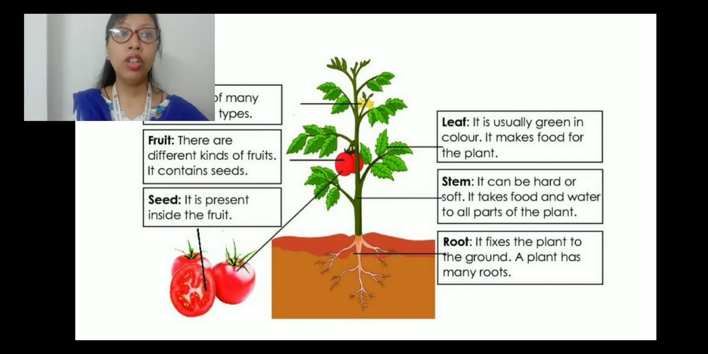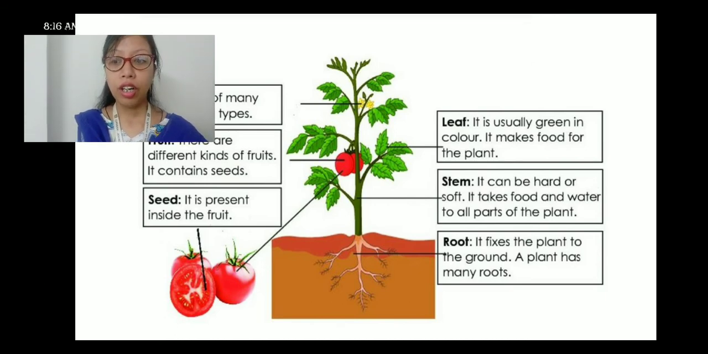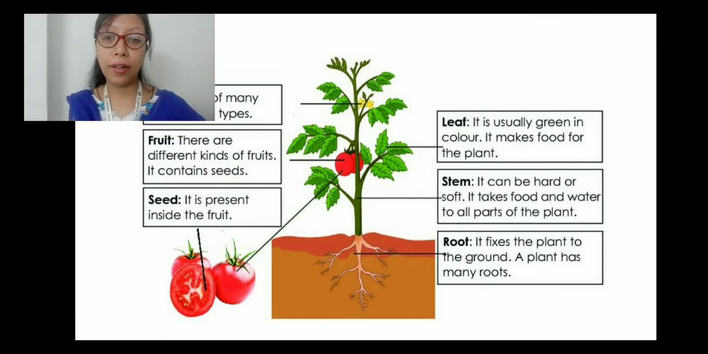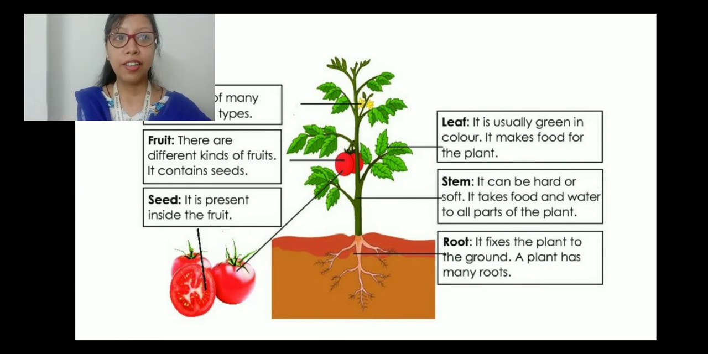So what does the stem do? Whatever food and water the leaf produces, or is in the soil, the stem takes to all the parts of the plant. It carries, the way we have our nerves and our veins, which carry our blood to all the body parts, right? In the same way, the stem takes food and water to all the parts of the plant.